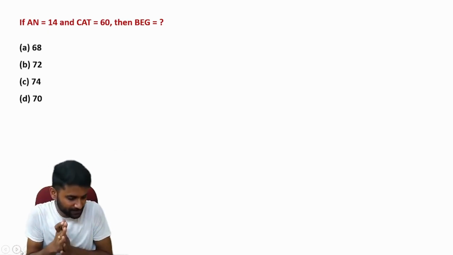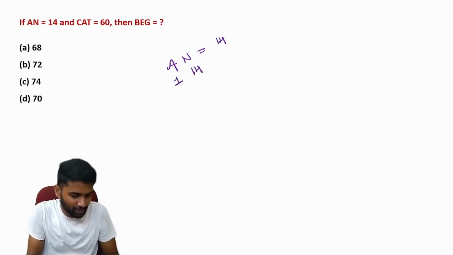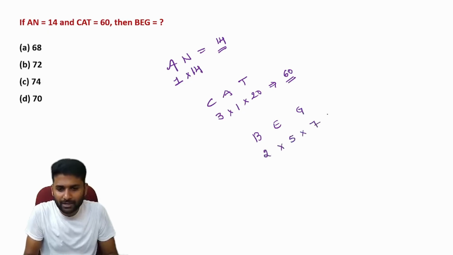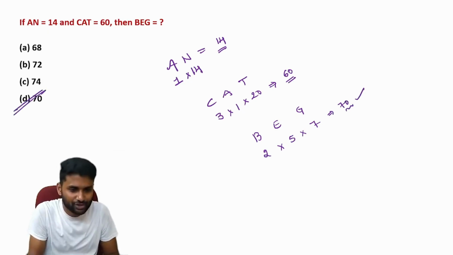Saichan's logic for 70. See, Anne is coded as 14. You know that the alphabetical position of A is 1, N is 14. If you multiply, you will get 14. Let's go through cat here: 3, 1, 20. If you multiply all the alphabetical positions, you will get 60. Let's go through B, E, G: B is 2, E is 5, G is 7. 5 into 2 is 10, 10 into 7 is 70. 70 is the correct answer. Very good, Nana Saichan. Good approach.